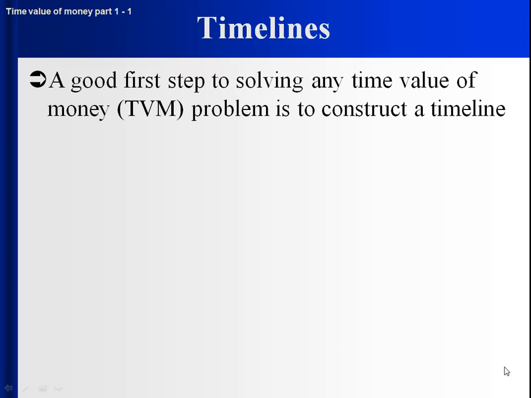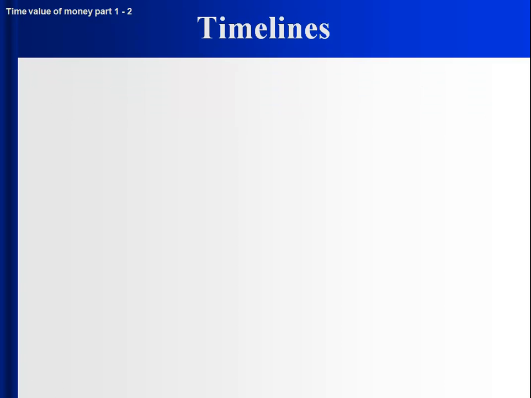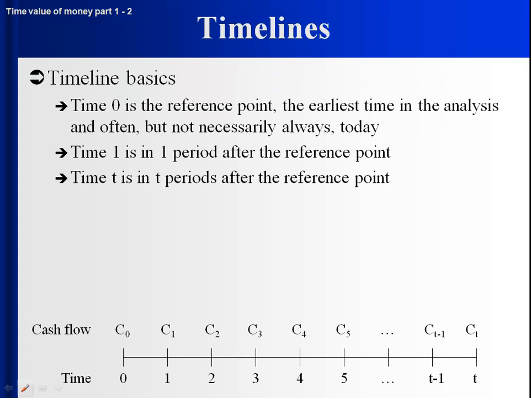A really good first step in solving any problem involving time value of money is to construct a timeline. In fact, timelines can be really useful for any problem, but especially time value of money problems. So here are a couple of basics. When we're setting up our timeline, time zero is the reference point. It's always the earliest point in our analysis. It's often today, but it's not always necessarily today.